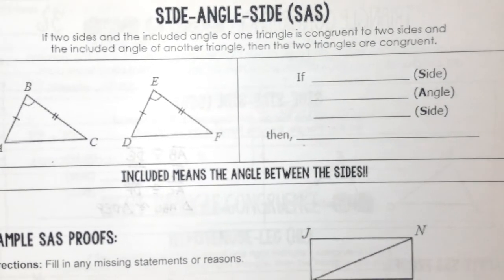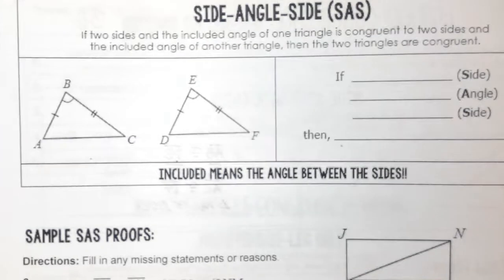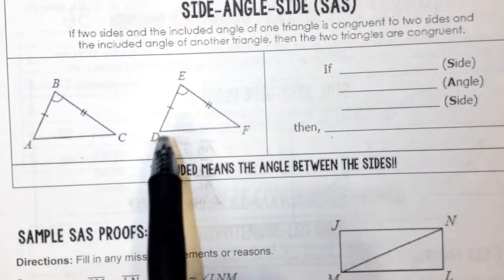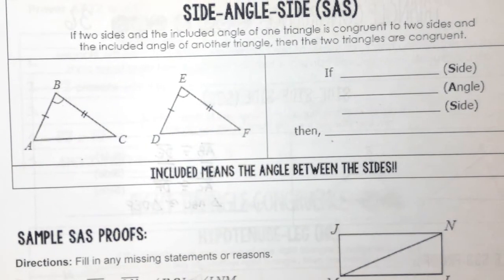The second one, side angle side. If two sides and an included angle of one triangle are congruent to two sides and an included angle of another triangle, then the triangles are congruent. If that's the case, you see a sample side, angle side right here. We're just going to write it out.